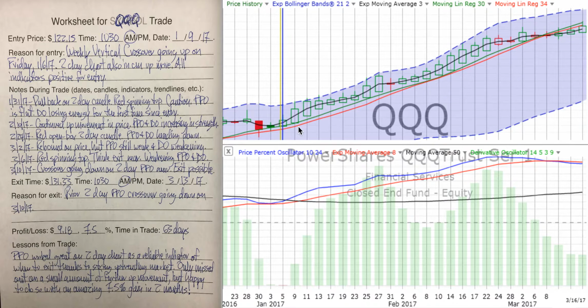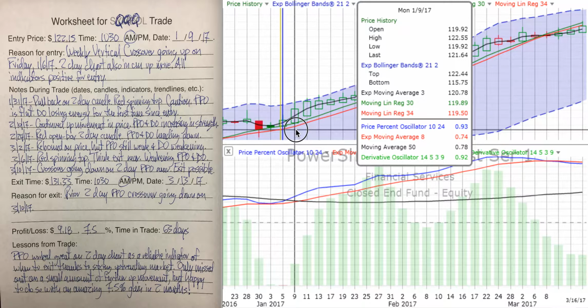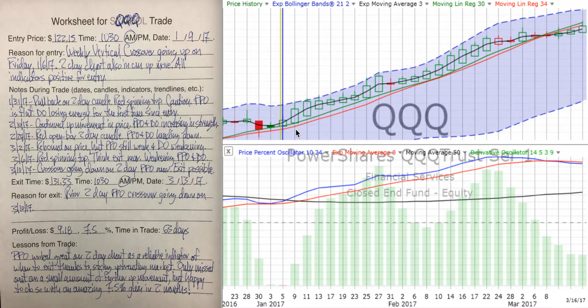We jumped in right around 122.15. Now you can see on Monday the 9th, the price was as low as 119.92 and as high as 122.55. We jumped in about middle way. Well, we jumped in toward the top at 122.15. But again, we weren't looking for absolutely the best time. We weren't going to wait forever. Everything looked decent. We jumped in at 10:30. We noted all that stuff down.